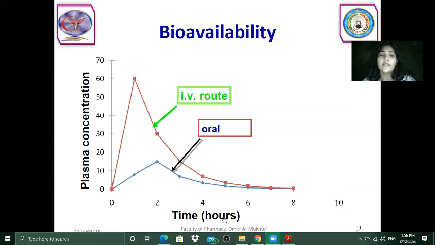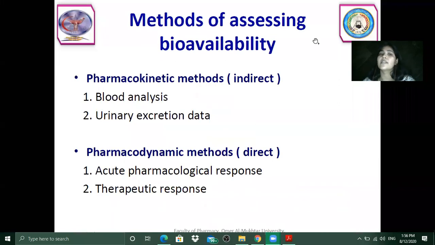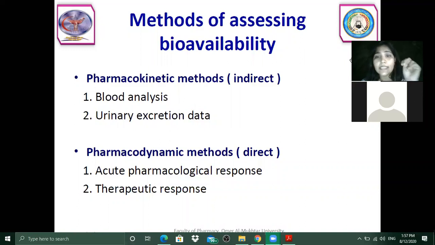Okay. Then the next part is methods of assessing bioavailability. There are two methods by which you can assess it. When I say assessing bioavailability, what do I mean? That means how will you calculate or determine the bioavailability? The first method is the pharmacokinetic method, which is called the indirect method. In that we have two ways of assessing: first is blood analysis, and second is urinary excretion data.